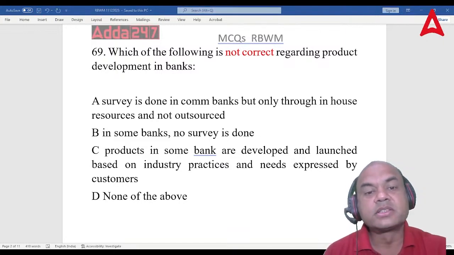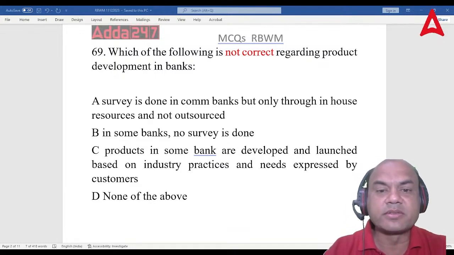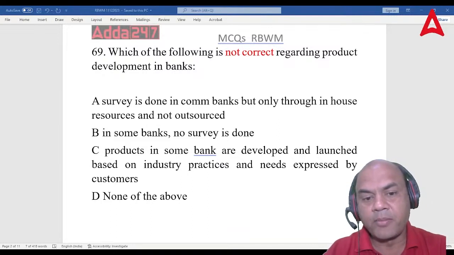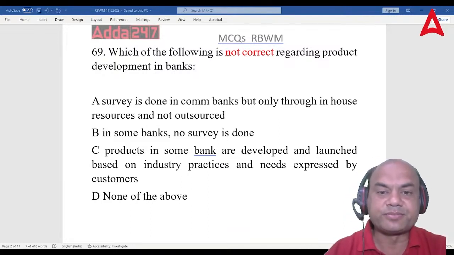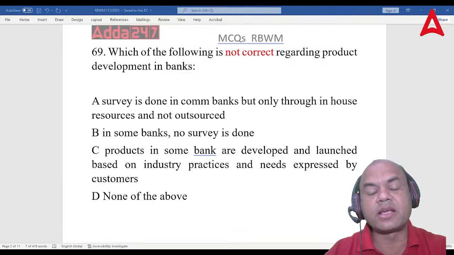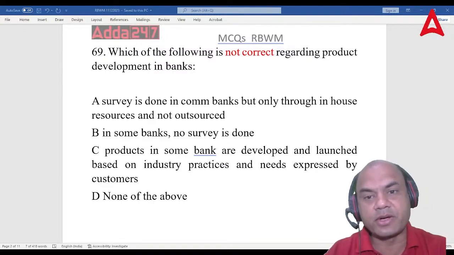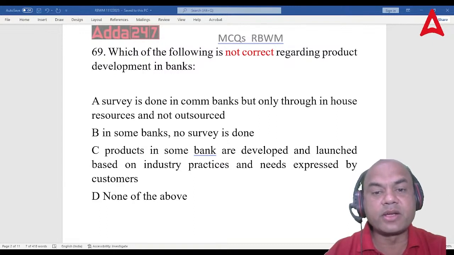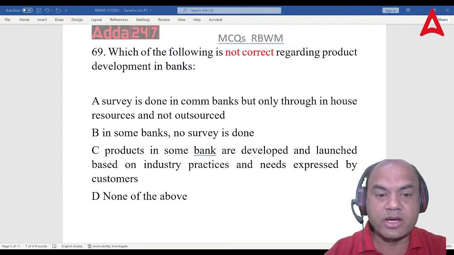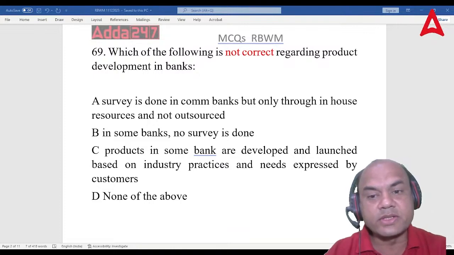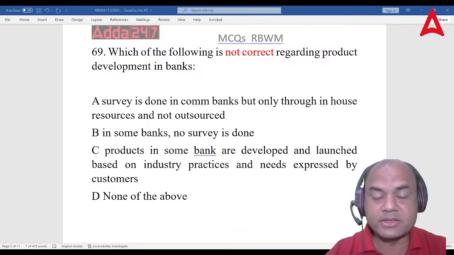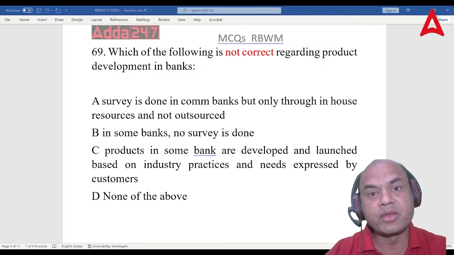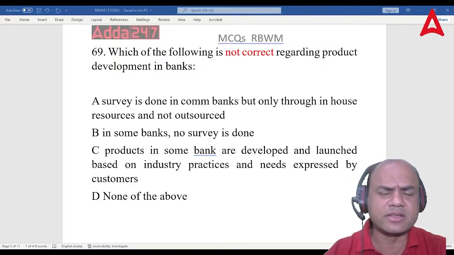See here. Survey is done in commercial banks, but only through in-house resources. Firstly, what are commercial banks? Commercial banks are the nationalized plus private banks. Both are commercial banks. So, do they do the survey in-house? Think over it. Number two, no survey is done in some banks. It happens in many of the banks. In many of the cooperative banks, no survey is done.